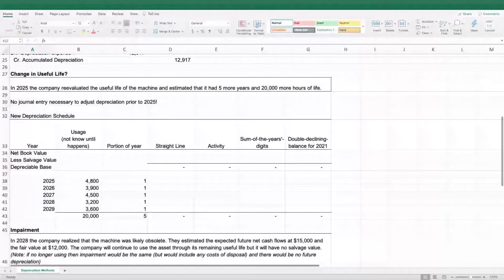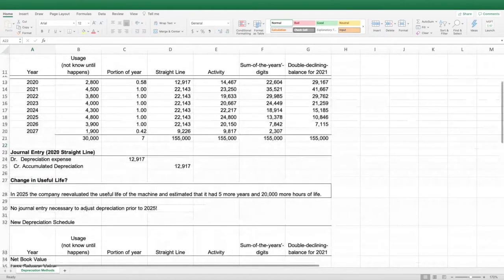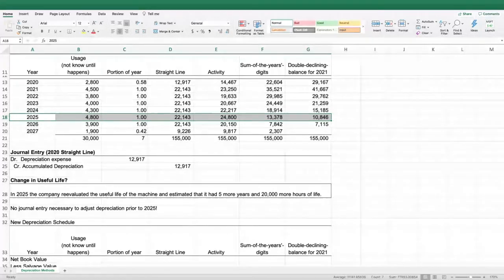Moving on, now we're going to have a change in our estimate. We're going to change the useful life of this asset. So let's say in 2025, the company reevaluated the useful life of the machine and estimated that it had 5 more years and 20,000 more hours of life. Okay, so during this year right here, 2025, we're changing our estimate and saying it had 5 more years. It was only going to have 3 more years, 5, 6, and 7. We now think it'll have 5, which would be 25, 26, 27, 28, and 29. So we'll have 5 more years of depreciation.